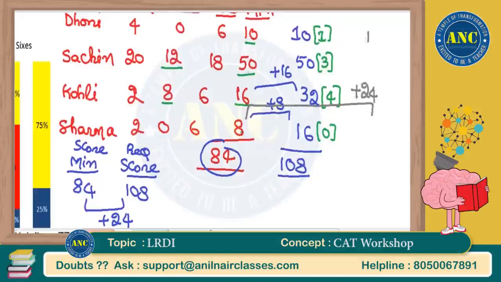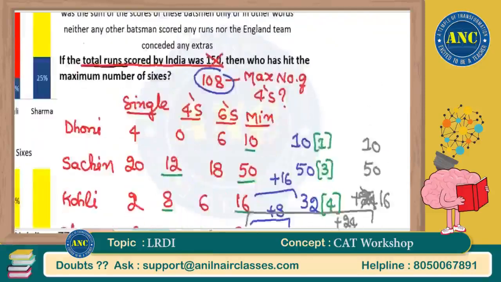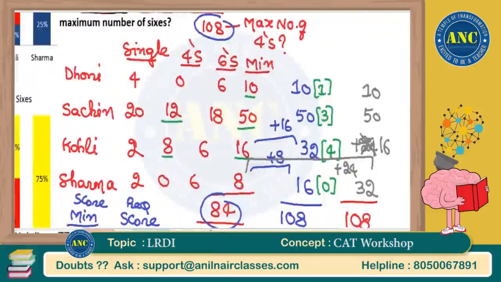So if it comes only from 8 runs, this is 10, this is 50. So this is 32 and next is 60. This is another case possibility. 24 runs is here. The 24 runs can come through a combination of 16 and 8 or through only a combination of 8. Now if you see 10, 50, 16 and 32, this total score is also 108. What is the question? Question is, if it is 108, who has hit the maximum number of fours?